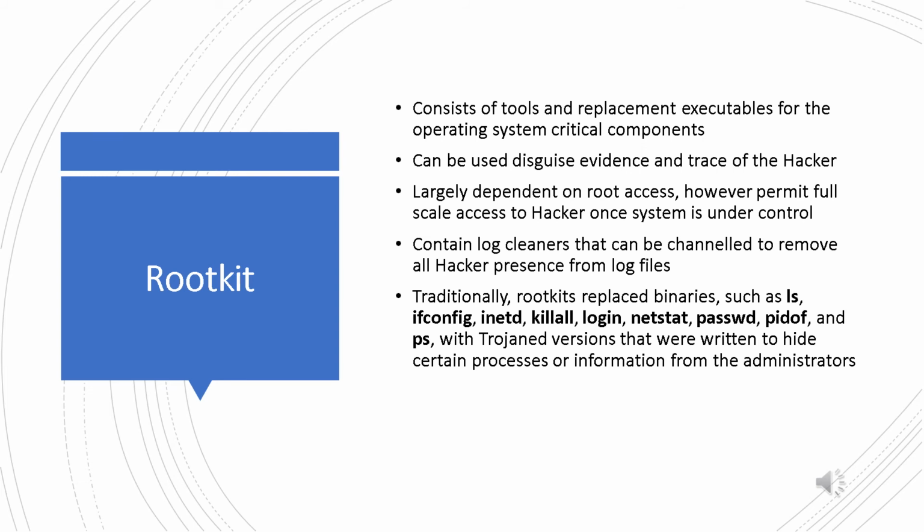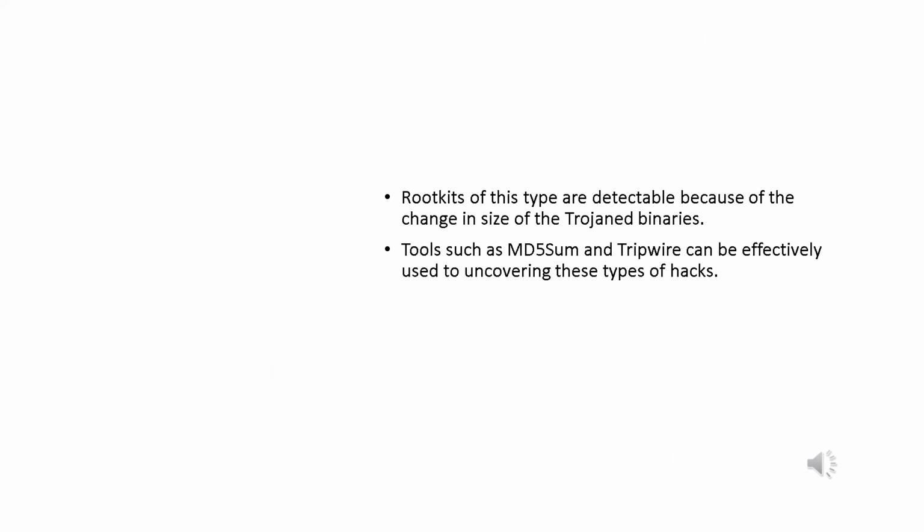Traditionally, rootkits replace binaries such as ls, ifconfig, inetd, killall, login, netstat, passwd, pidof, and ps with Trojan versions that were written to hide certain processes or information from the administrators. Rootkits of this type are detectable because of the change in size of the Trojan binaries. Tools such as MD5sum and Tripwire can be effectively used to uncover these types of hacks.